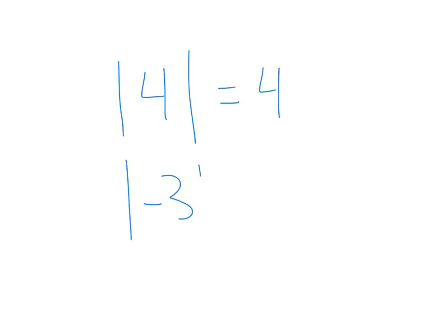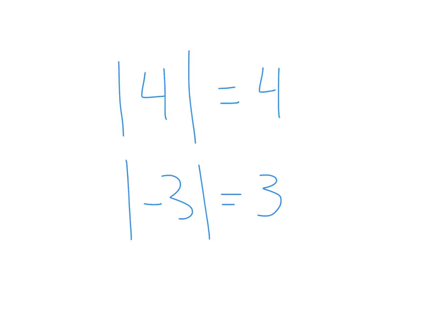Absolute value, if I write maybe the absolute value of 4 with the straight lines on each side of 4, that is asking me the distance that 4 is from 0. So 4 is 4 numbers away on a number line from 0. So the answer to that would be 4. If I said the absolute value of -3, it's asking me how far away is -3 from 0 on a number line. And -3 is 3 numbers away from 0 on a number line.